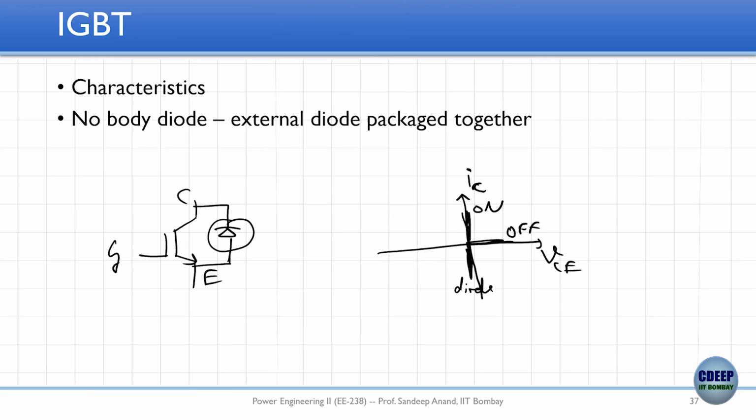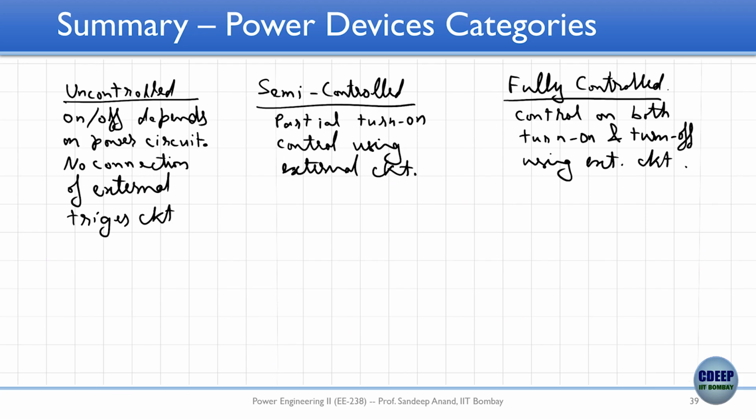Yeah, so just to show you, this is an IGBT with an anti-parallel diode, and I have shown you the ideal on state and off state characteristics. You see these ideal characteristics are the same as that of a MOSFET. I already told you that MOSFETs, IGBTs, IGCTs have the same ideal characteristics. Any question? Okay. So in summary, these are the three categories.